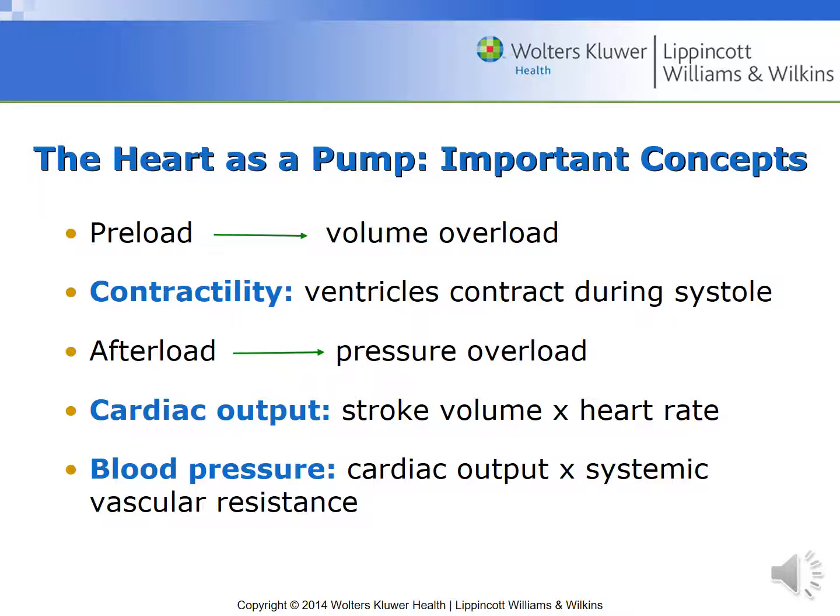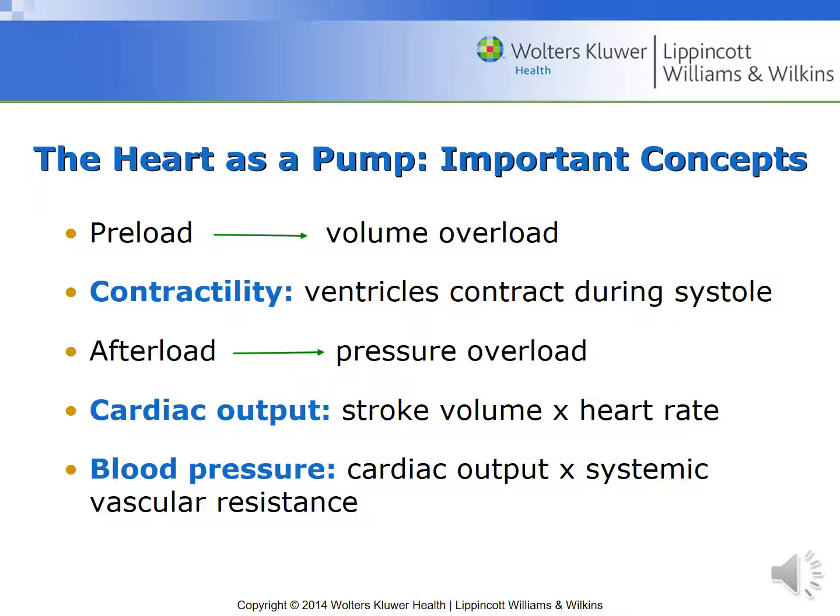Afterload refers to the degree of vascular resistance to the ventricular contraction. So some sources of resistance to left ventricular contraction include the tone in the walls of the aorta, the large arteries and peripheral vascular tree, which is primarily made up of small arteries and arterioles, as well as the volume of blood already in the aorta.